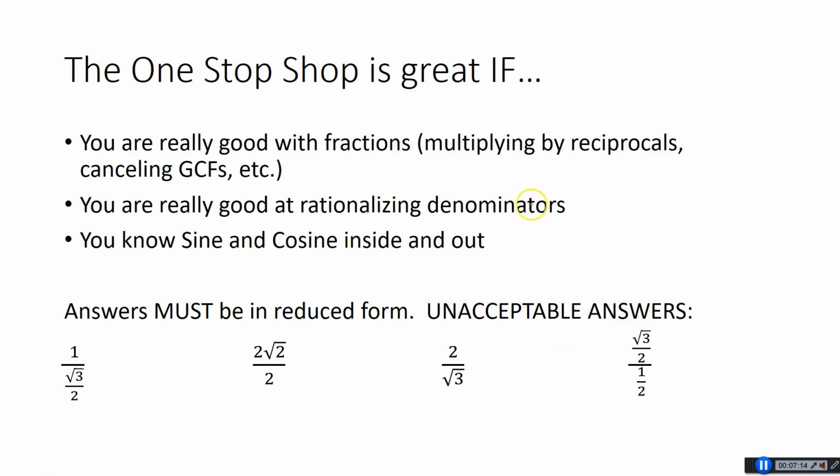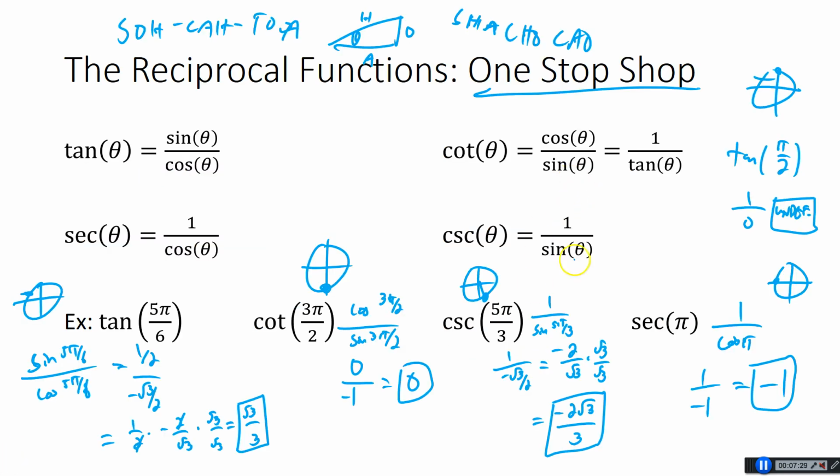You also have to be really good at rationalizing denominators, because you can't leave something like this. You cannot leave a root in the bottom. You would have to multiply by √3 over √3 to do that. So that's the second piece, is you have to be really good at rationalizing denominators. You also have to know sine and cosine inside and out, right? Because if you're going to do 1 over sine, or 1 over cosine, or sine over cosine, you have to know those functions to start with. If you don't know those functions, you're hosed, right?